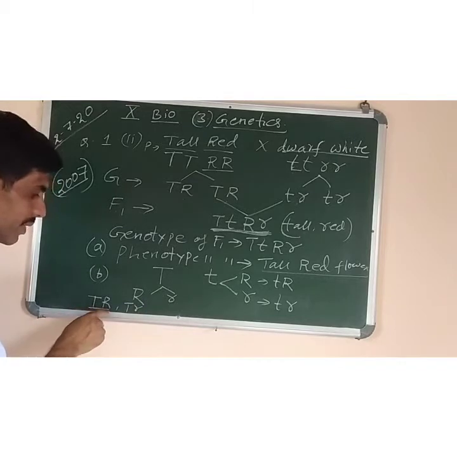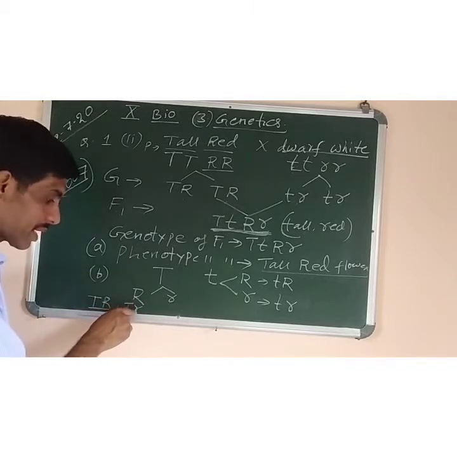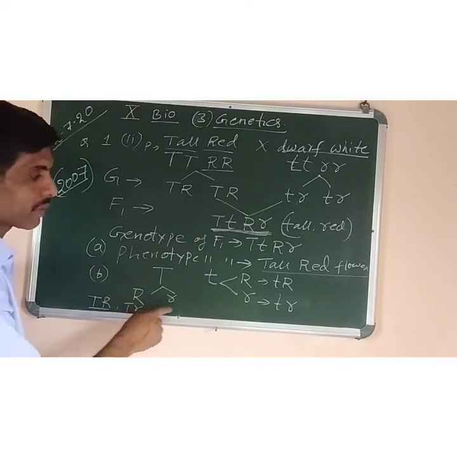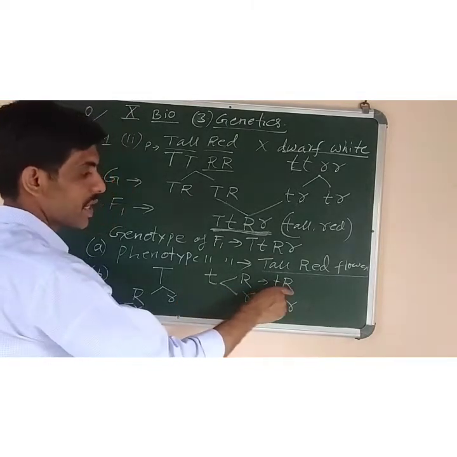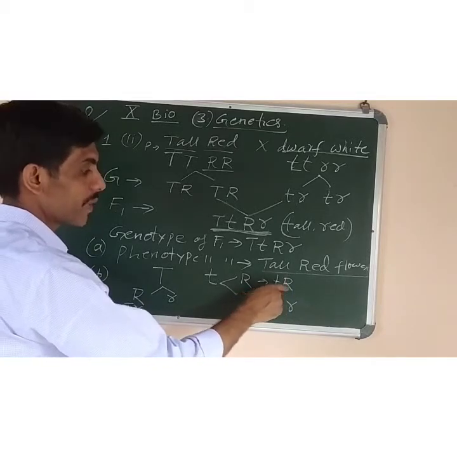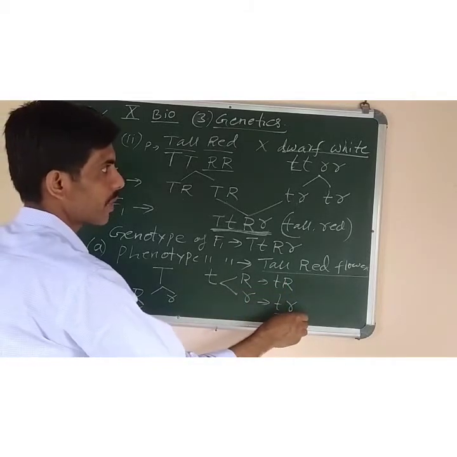This is tall and red. This is also tall, but not red. Small r represents white flower, tall and white. The second one is small t small r. The small t represents dwarf and white, and this one is dwarf and white flower.